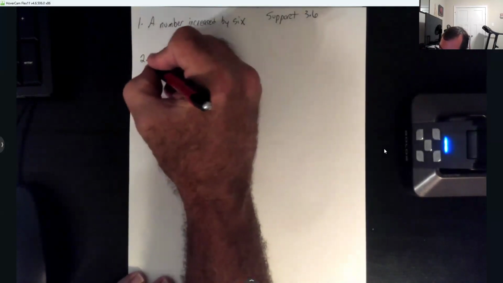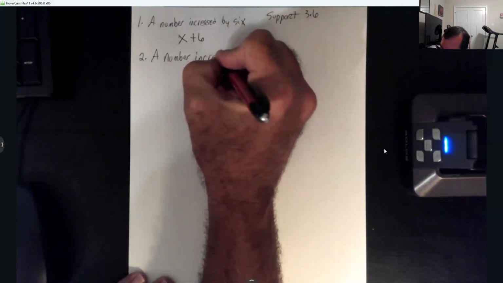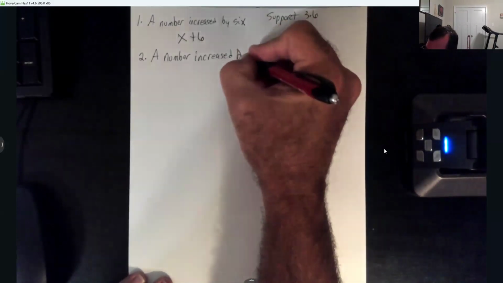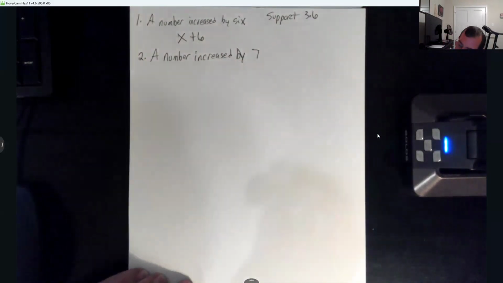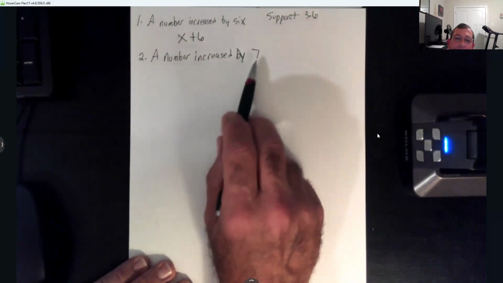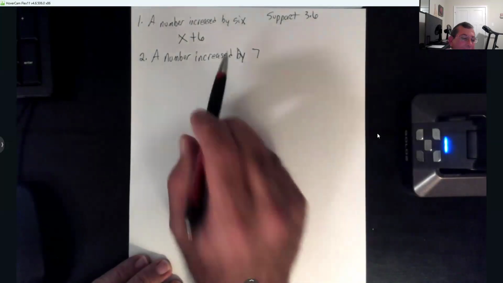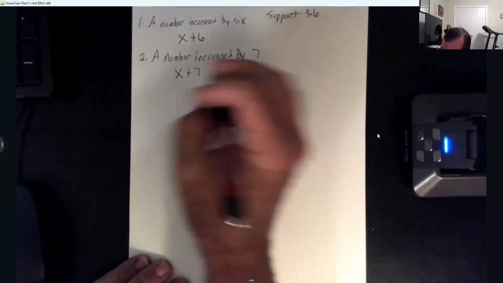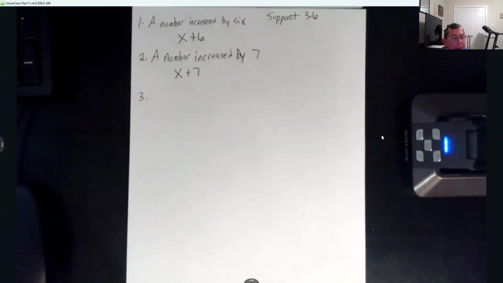Right, this one's really similar, but I'll show you the difference. A number increased by 7. So I think the only difference on these two problems is this one, they spelled out 6. This one, they wrote the 7. But y'all, write that as a math expression. There you go, x plus 7, perfect. So the first two are going to be similar to that.